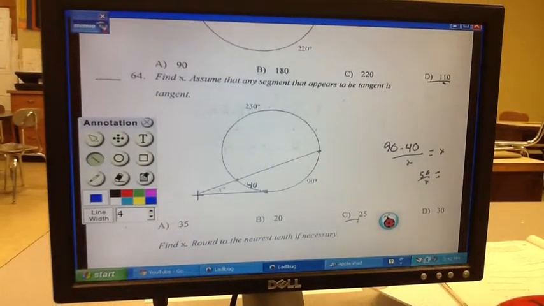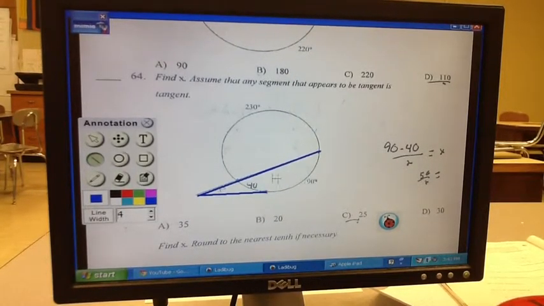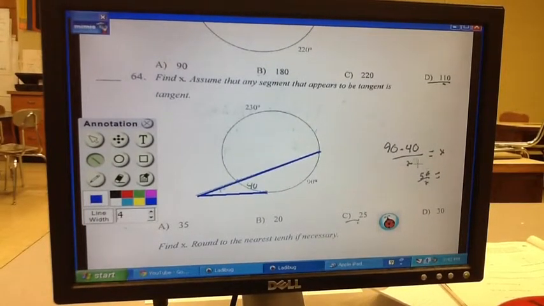Remember, when we've got an angle that's on the outside of the arcs, it makes both arcs. So I'm going to take those two, subtract them, and divide by 2. So 90 minus 40 divided by 2 ends up being 50 degrees. And then 50 divided by 2 was 25.